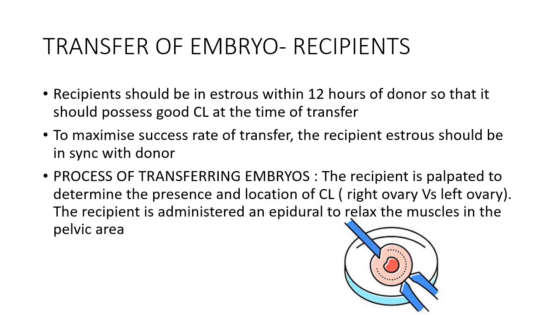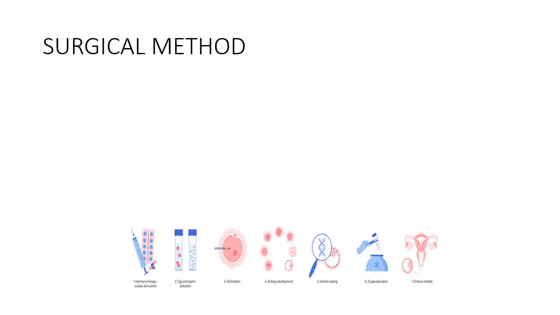Process of transferring embryos. The recipient is palpated to determine the presence and location of the CL, that is the corpus luteum, which is in the right ovary versus the left ovary. The recipient is administered an epidural to relax the muscles in the pelvic area. Next, we'll move on to the surgical method.